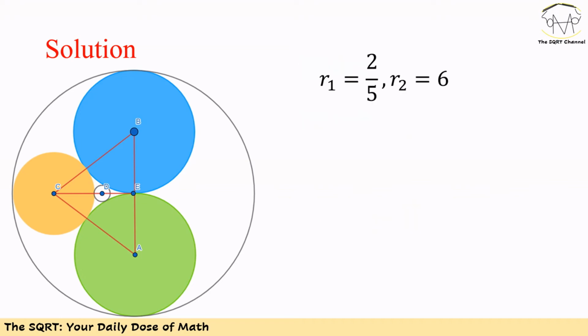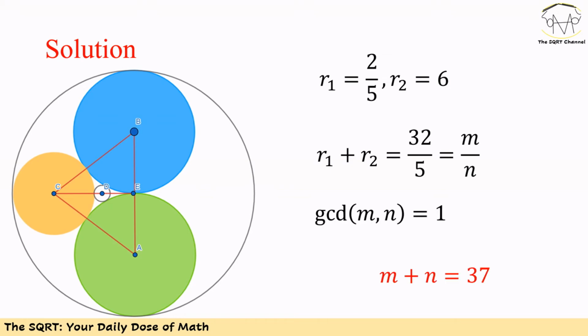Now we have R1 and R2, and we want to find R1 plus R2. If you add them together, R1 plus R2 is equal to 32 over 5. From the problem, R1 plus R2 is equal to m over n. And we know m and n are relatively prime. So m should be 32 and n should be 5, because you cannot just multiply m and n by a number. Otherwise, they are going to have GCD not equal to 1. So m plus n is equal to 37, and that's our answer.